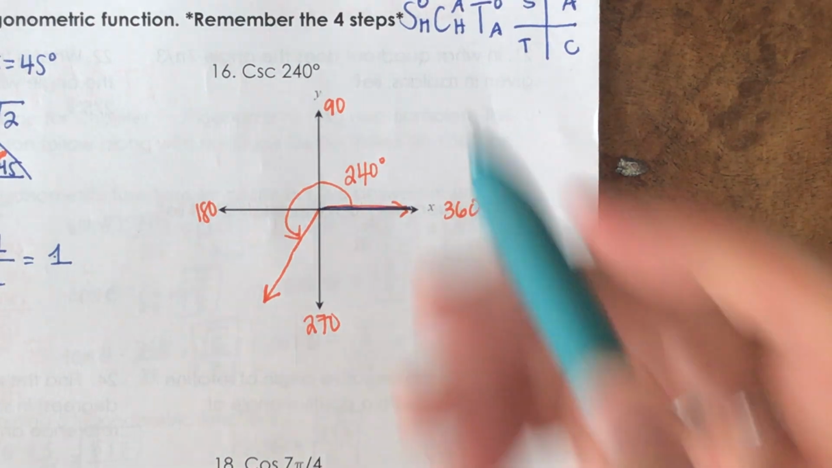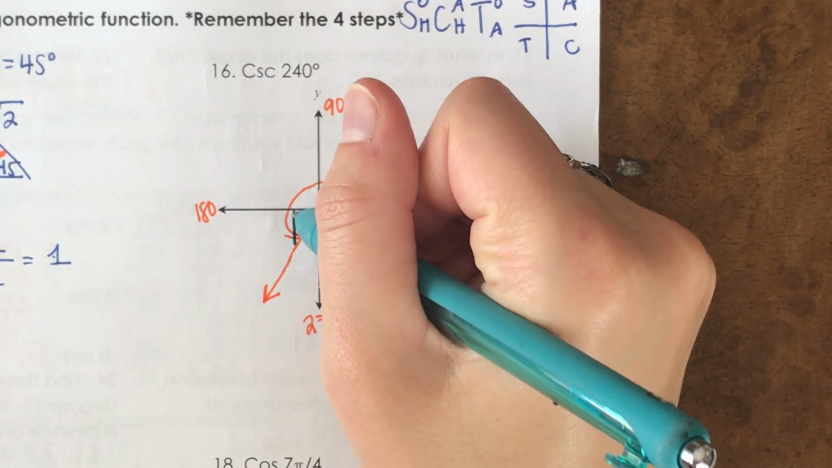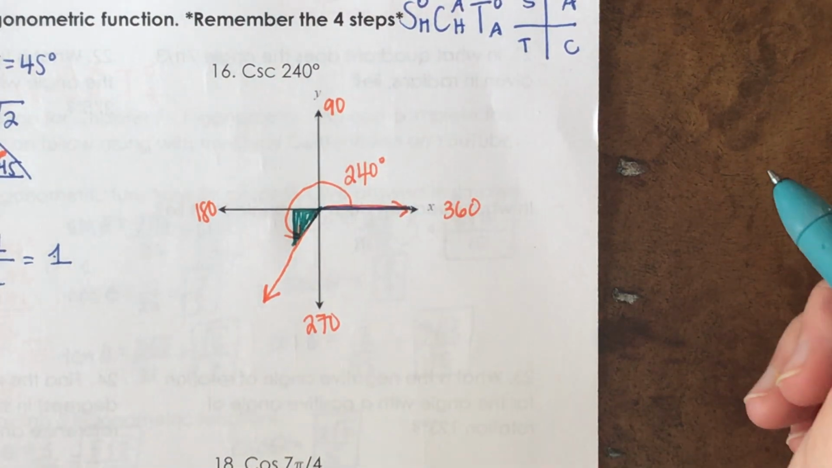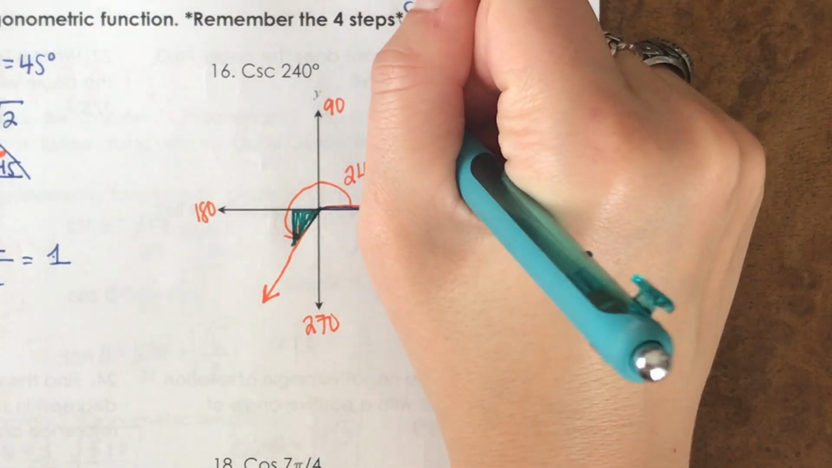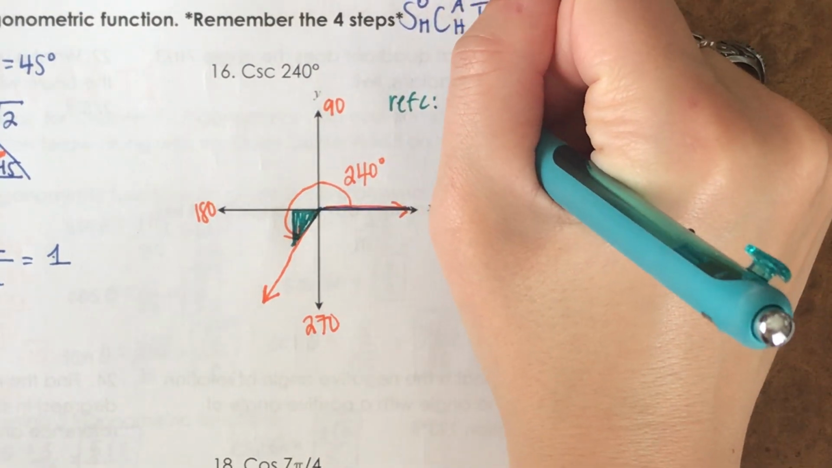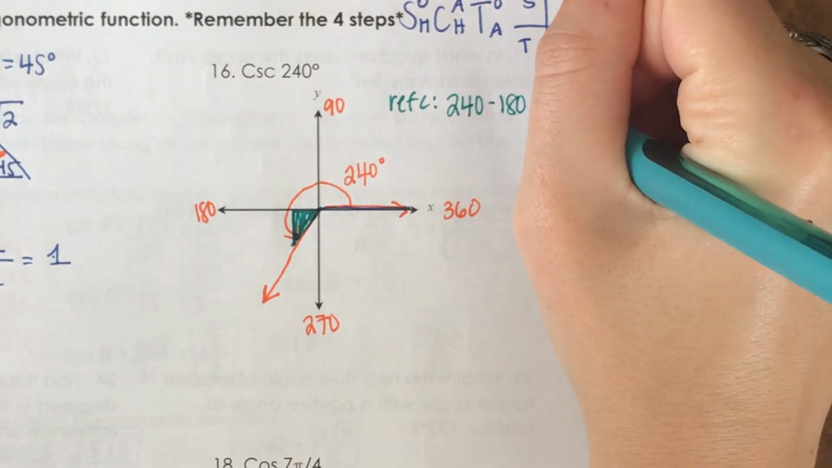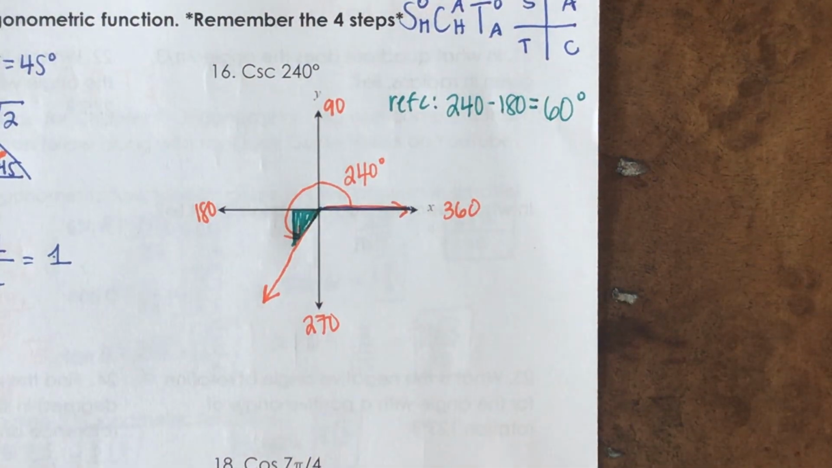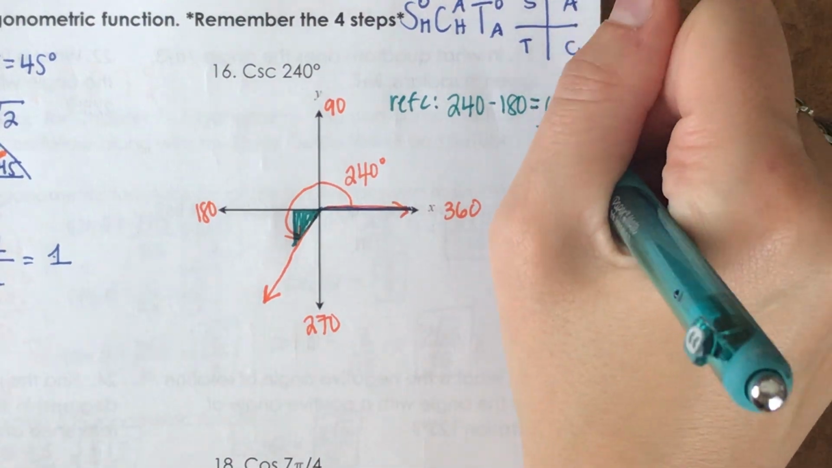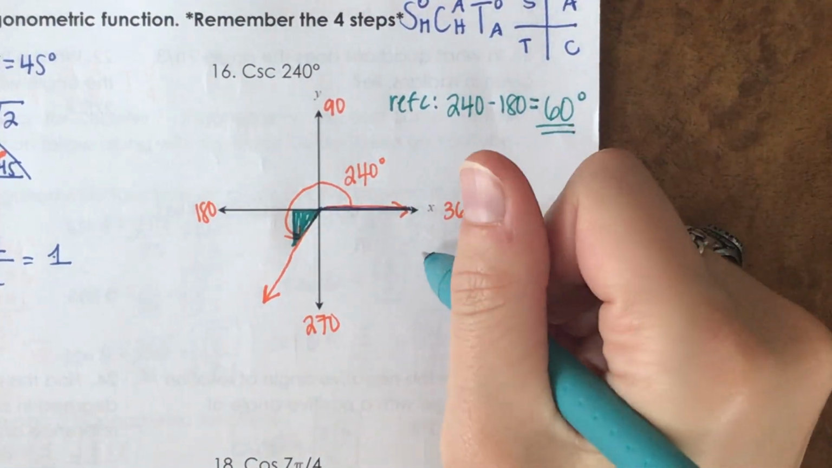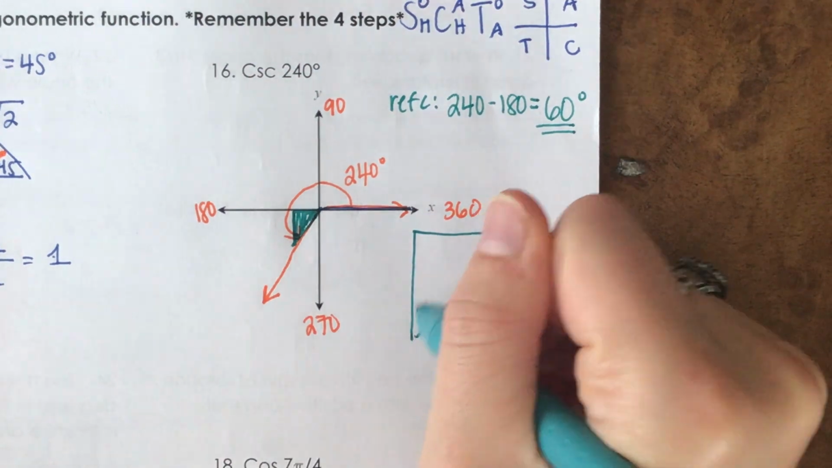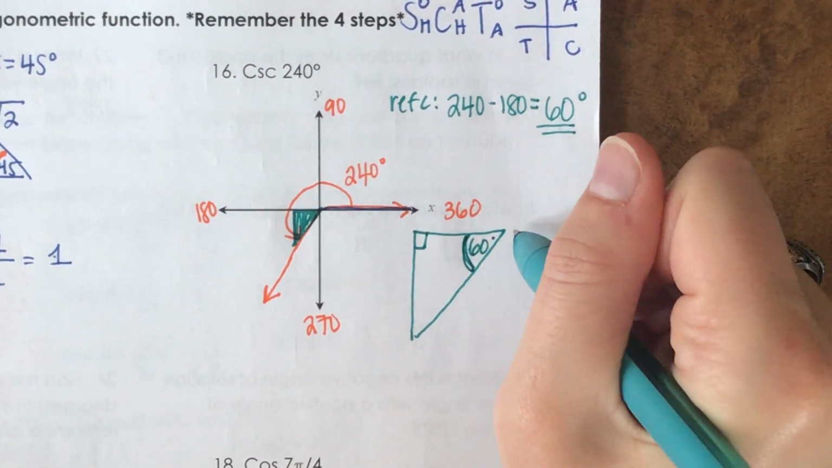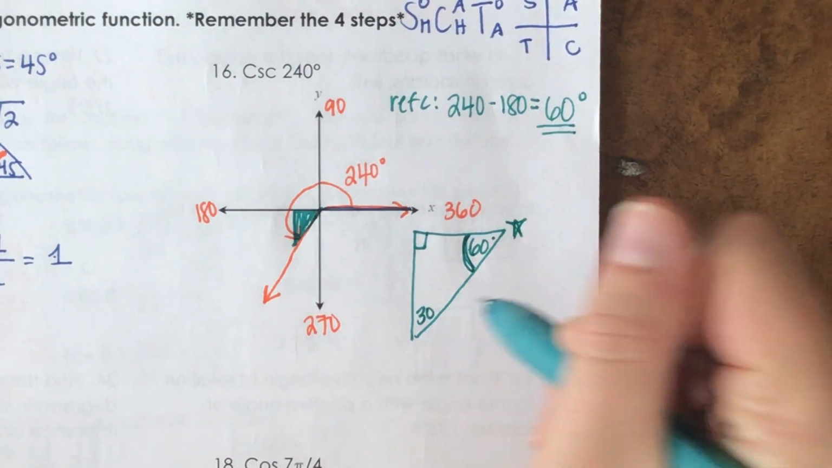My reference angle is the piece that gets me back to my x-axis, so it's over here. To find my reference angle, I'm going to take the 240 and subtract 180, and that's going to tell me what's left over. When I do that, I get 60. So I know my reference angle is 60 degrees. So I'm going to draw myself my right triangle with my reference angle of 60 degrees. That means the other one must be 30.